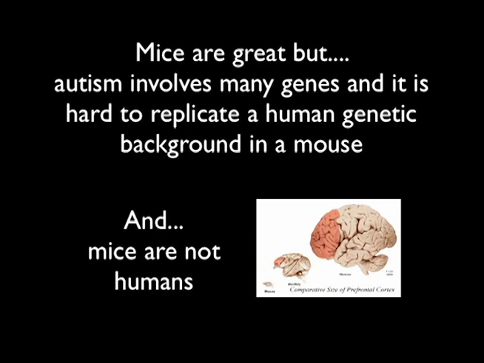But mice for sure are great. They're going to give us some great insights, but they also have some big problems. One of the problems is that despite what I told you about lack of penetrance, there is pretty good evidence that autism does involve the cooperation of many genes. And the thing is that we can make a mouse with one mutation, we can make a mouse with 2 mutations, but can we make a mouse with 50 mutations? No. I mean, we can't really replicate a human genetic background in a mouse. Right? And so this is a problem.